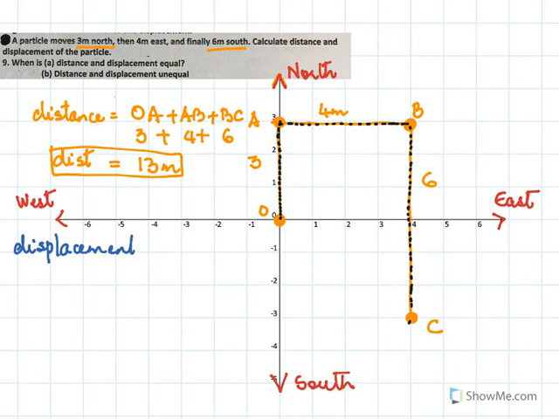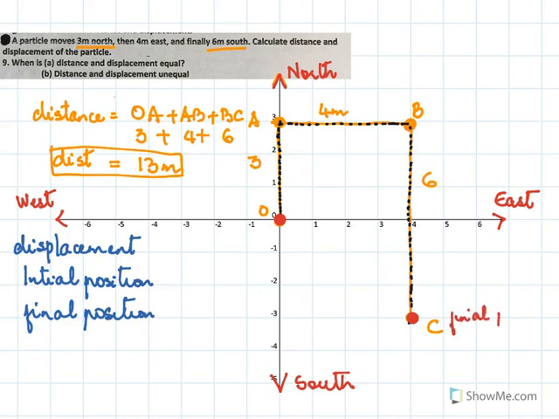Now to find the displacement, always first mark your initial position and then mark your final position, because displacement only involves initial and final position. So where did the body start from? The body started from O. So this is my initial position. Where did the body end up? It went right up to A, B and ended up at C. So this is my final position, and this is my initial position.